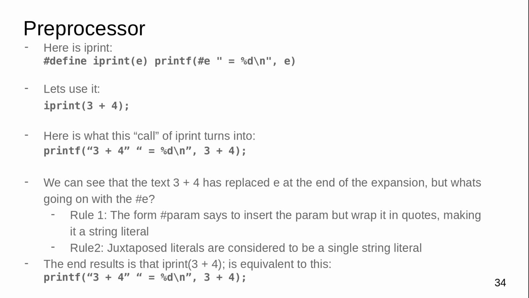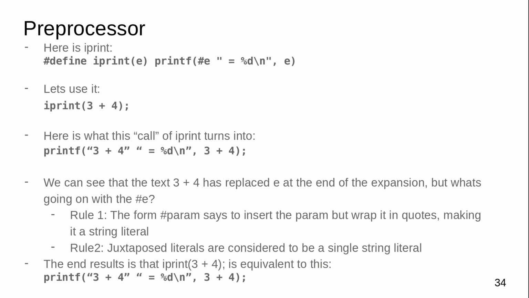What's going on with the pound sign e? So this rule with the form pound sign, whatever the parameter was, says to insert the parameter at that point in the macro, but wrap it in quotes, making it a string literal. So if you notice, there's no quotes around e right here, but this 3 plus 4 has been substituted in with quotes around it.